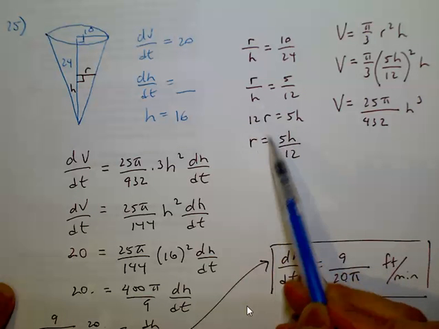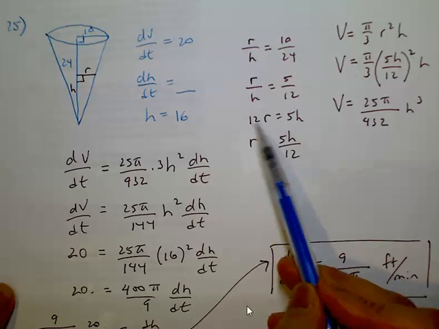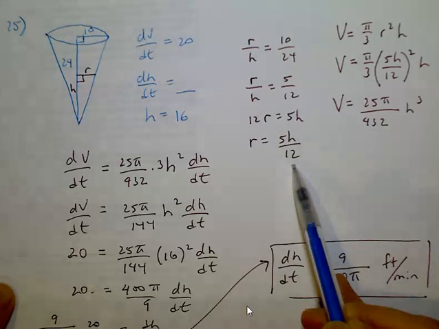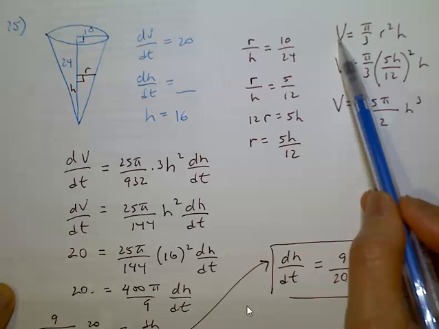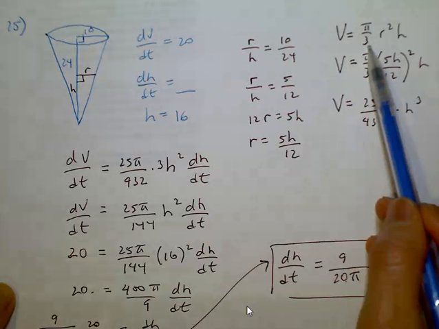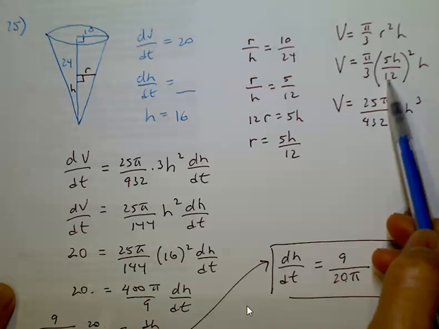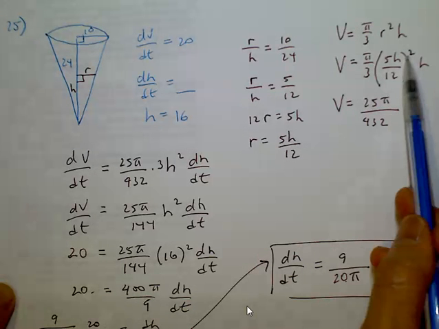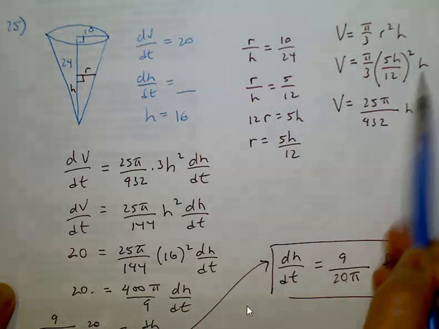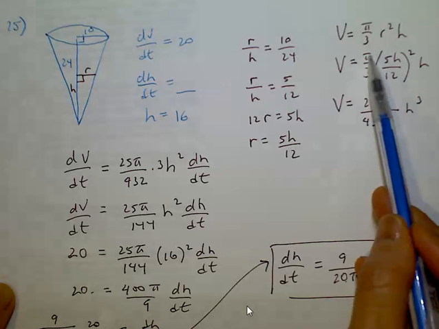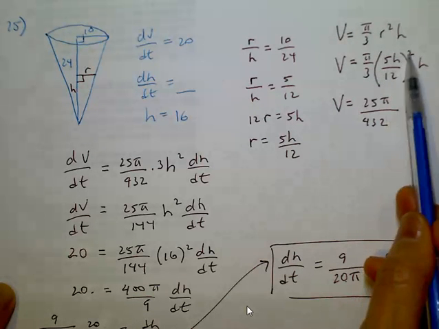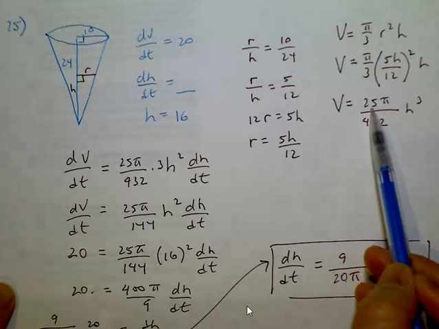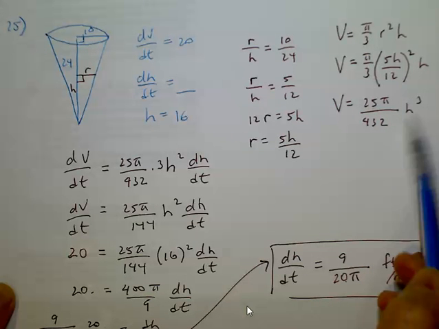Then multiply through and solve for r. So 12r is equal to 5h, and r is equal to 5h over 12. Now I go to the volume formula for my cone, and volume is equal to pi over 3 r squared h. In place of the r, I'm going to put in 5h over 12, so I square that and multiply by h. Putting together all of the constants, pi over 3 times 5 squared over 12 squared, the volume comes out to be 25 pi over 432 h cubed.